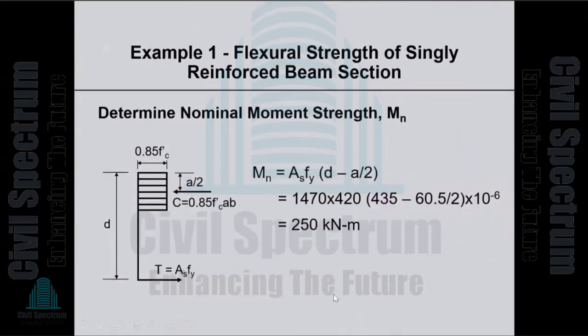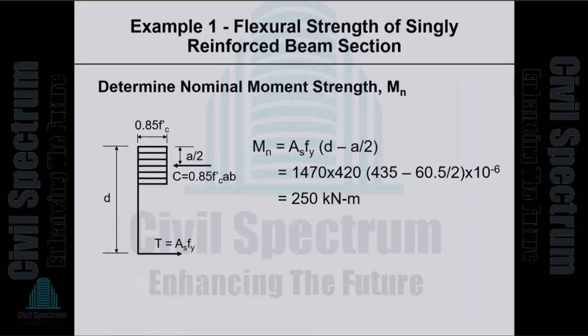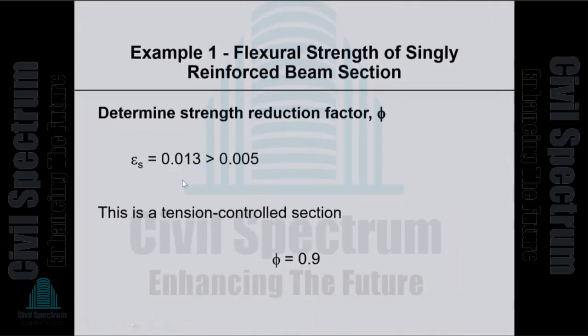So now we have everything we need for the calculation of nominal moment strength. It is the tension force or the compression force, both are equal, multiplied by the distance between the two, the lever arm, which is the effective depth minus 1/2 of the stress block depth. So A sub S is 1470 square millimeters, F sub Y is 420 MPa, D is 435 millimeters, A we calculated 60.5 millimeters divided by 2, and all of that gives us 250 kilonewton meters of nominal moment strength. Yeah. Pretty easy calculation.